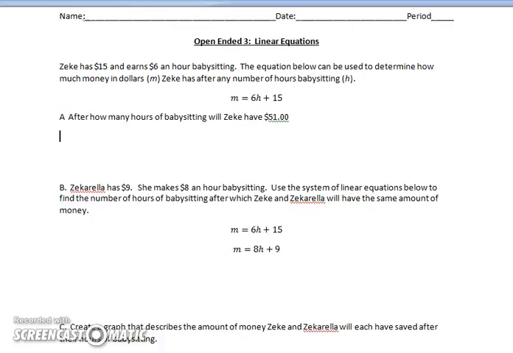Hello again, everybody, and welcome to another open-ended question. This one involves linear equations, systems of equations, domain and range, and a little bit of graphing.